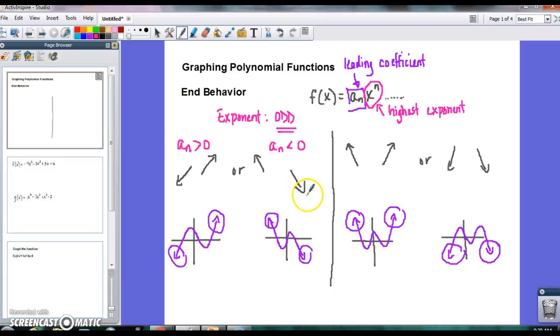I'll show you a couple examples in a minute, but just be sure that you have this down. So write this down somewhere. Okay, when that a sub n is just the leading coefficient. If that leading coefficient is positive, as you go from left to right, your graph is rising. If that leading coefficient is negative, as you go from left to right, it's falling.